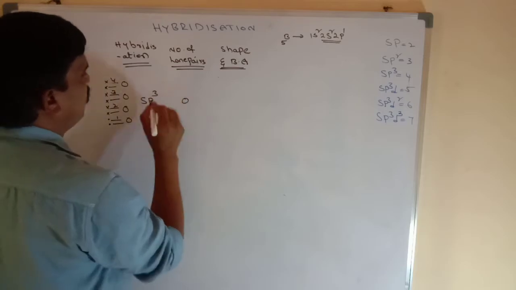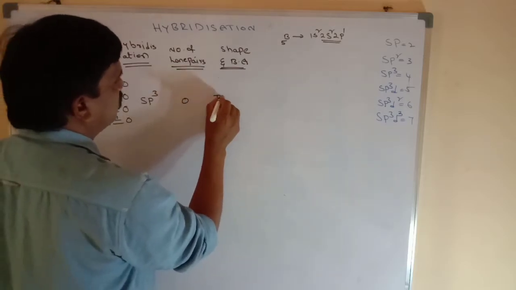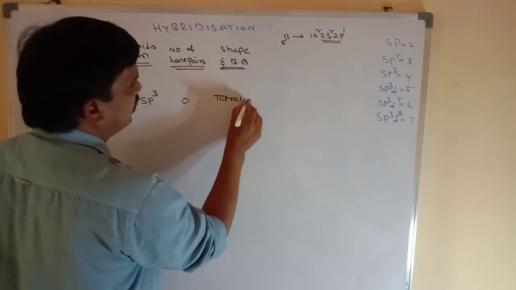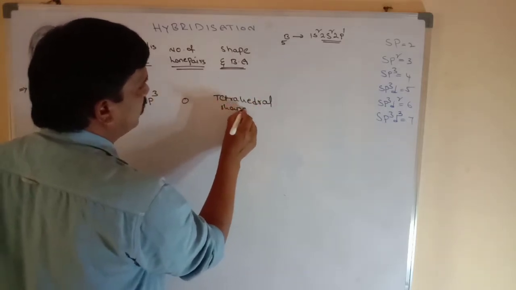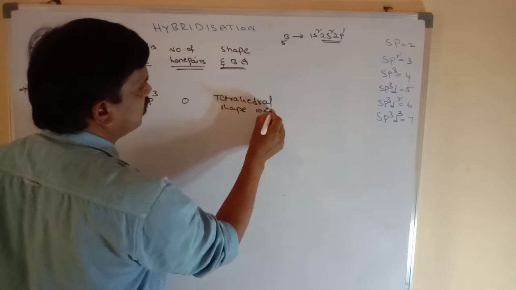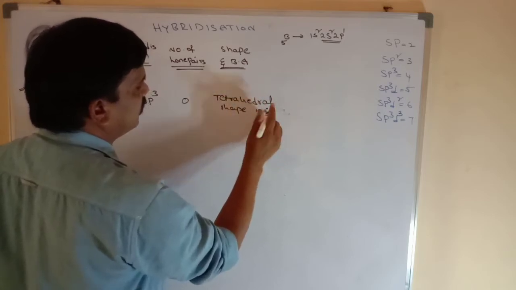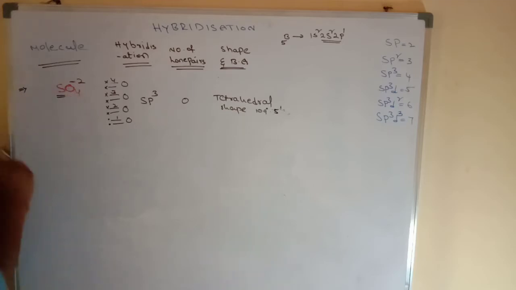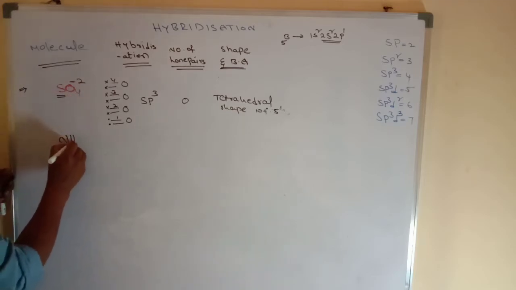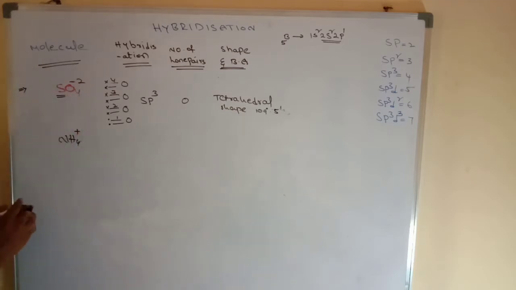sp3 with 0 lone pairs means tetrahedral shape. The bond angle is again 109 degrees, 5 minutes. For example, NH4 plus, the ammonium ion: which type of hybridization does it have, and what is the shape of the ammonium ion?